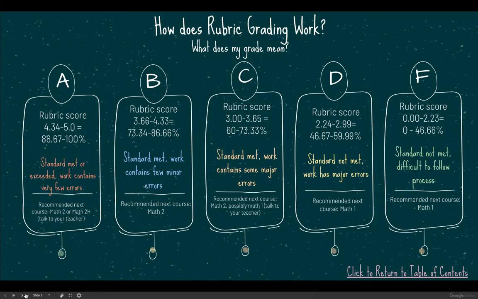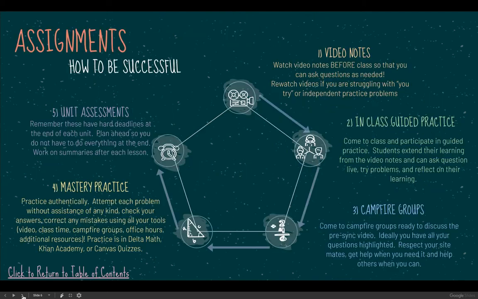Our grading rubric is a little bit different. A C goes all the way down to a 60% and all the way up to a 73. A B is from a 74 to an 86, and an A is from an 86 to 100. Anything below that is part of a D or an F range. Like I said before, our lessons are made up of video lesson, guided practice, which is like warm-up, then campfire groups, mastery practice, and then your individual assessments, which include summaries, explain it videos, and your spiral review quiz.